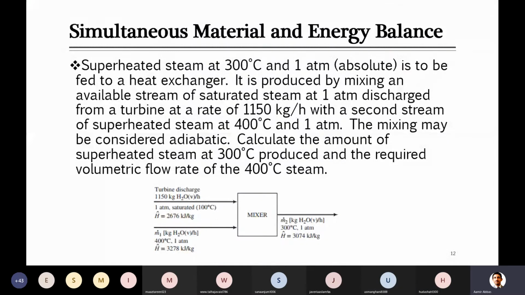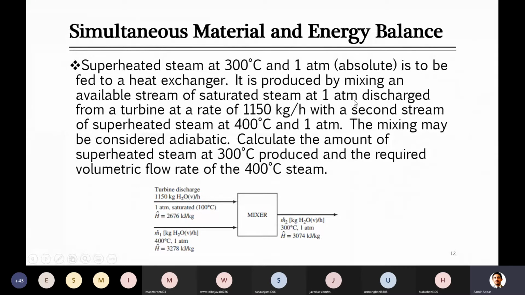So simultaneous energy and material balance: superheated steam at 300 degrees C and 1 atm absolute is to be fed to a heat exchanger. He is telling you that you have to provide superheated steam to an equipment which we call a heat exchanger, and it is supplied at 300 degrees C and 1 atm. It is produced by mixing an available stream of saturated steam at 1 atm discharged from a turbine.